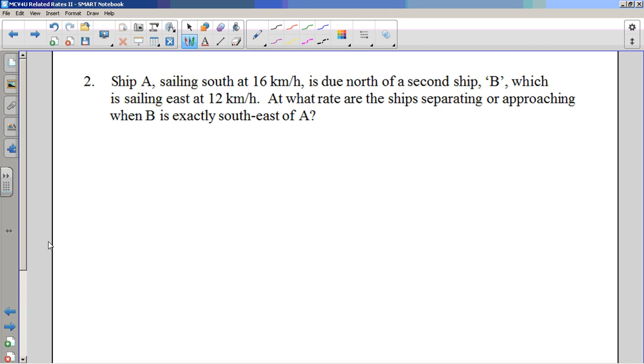Okay. Oh, this is a good one. This was a hard optimization one. This one, though, notice is a little different. We're not interested in what's the minimum distance that the ships get. We just want to know at what rate are the ships separating or approaching when B is exactly southeast. So it is challenging because there's two things going on. There are distances involved and there are velocities involved. So let's try and carefully draw a diagram.